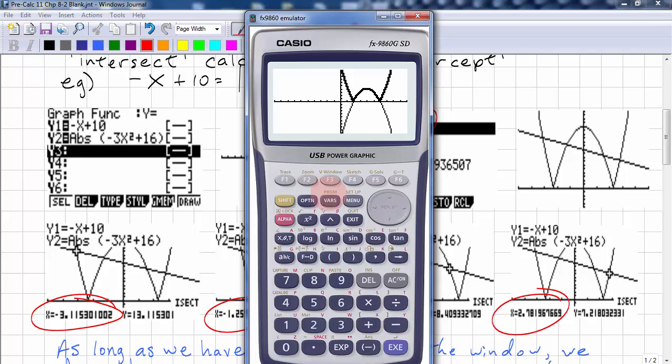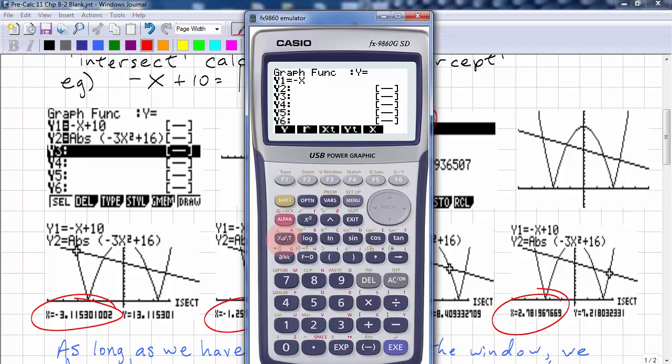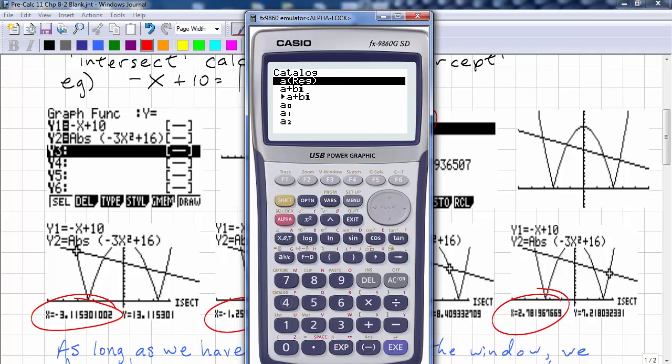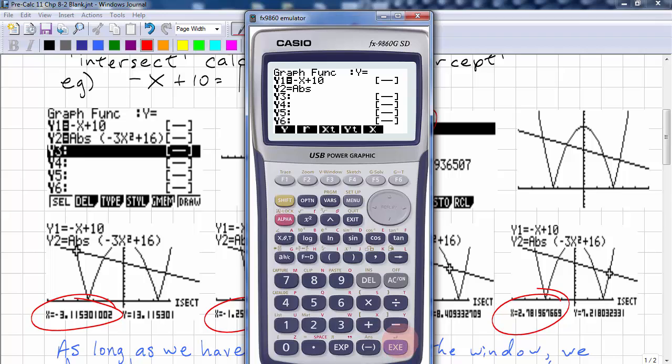On the Casio, negative x plus 10. And we have absolute value. Again, I don't know what that is. Second catalog, scroll down, absolute value, and bracket. Negative 3x squared plus 16, and close bracket.